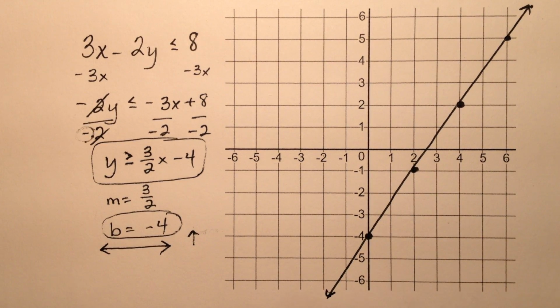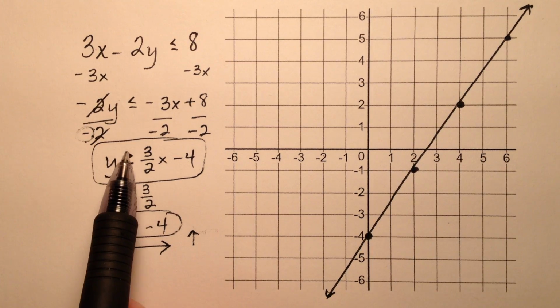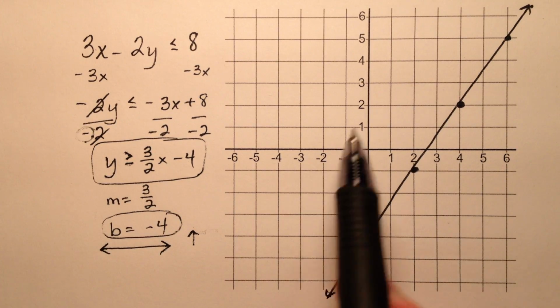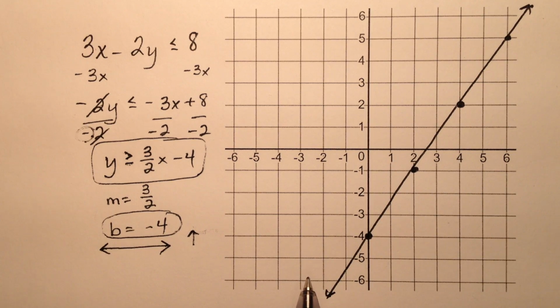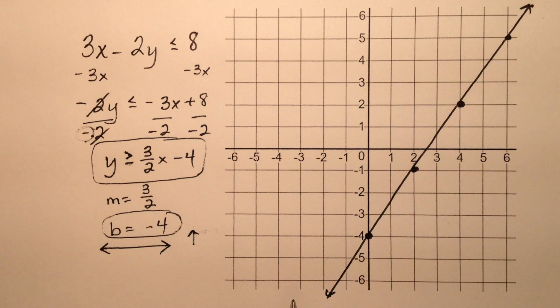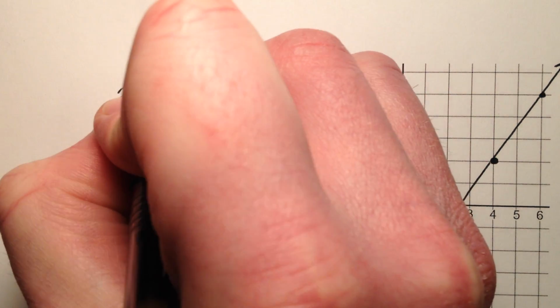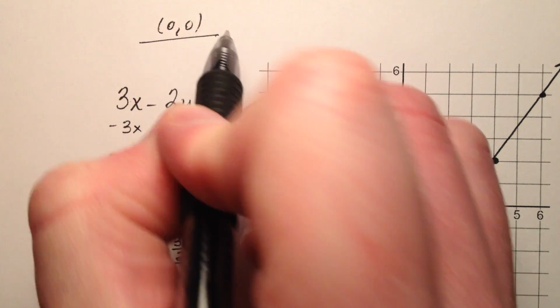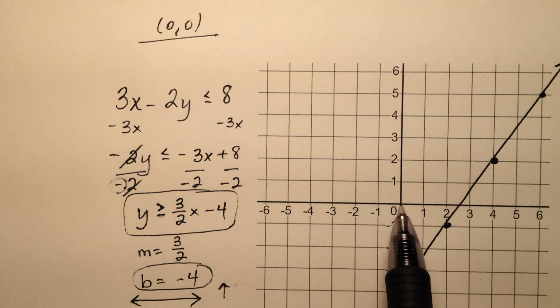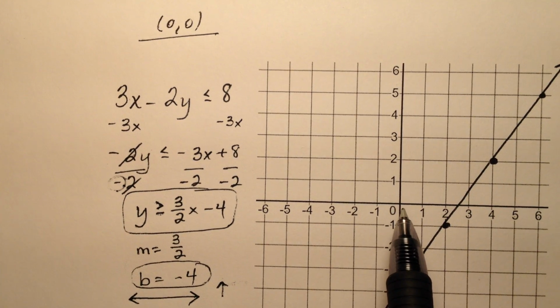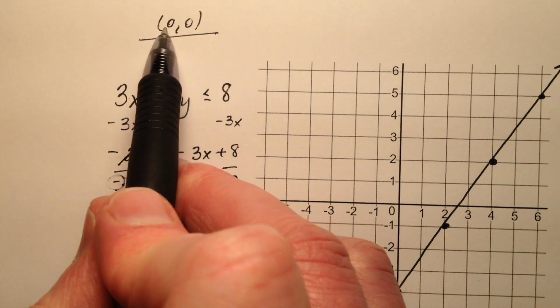So where are we going to shade? Well, we said since y is greater than or equal to, we're going to shade above the line. But let's go ahead and verify using a test point. So let's use 0, 0. And 0, 0 is a great ordered pair to use as long as the line doesn't pass through it. Okay, so we see it does not, so 0, 0 is good.